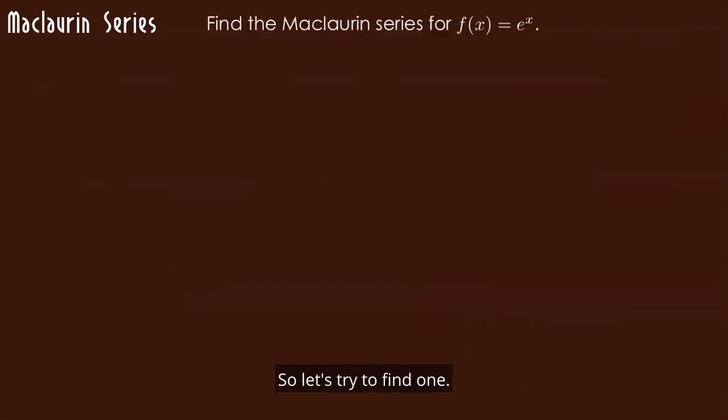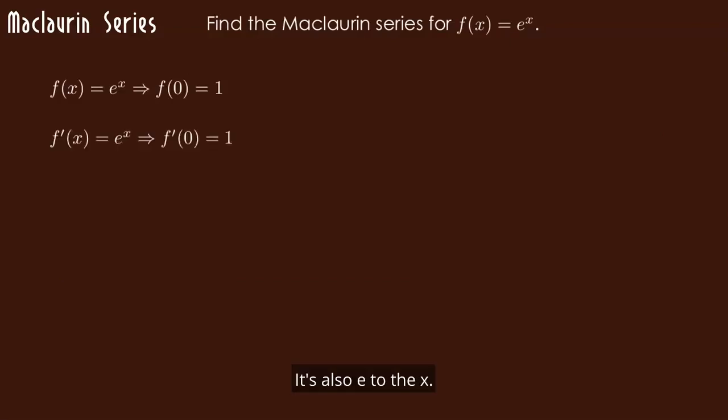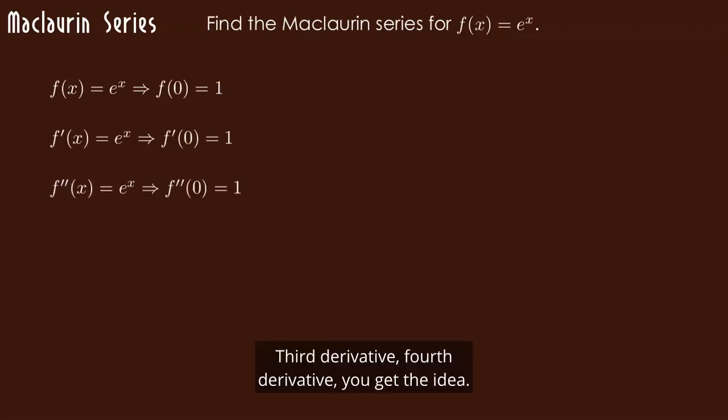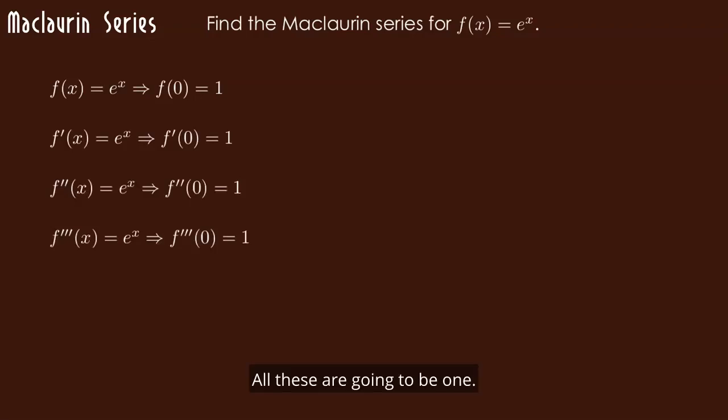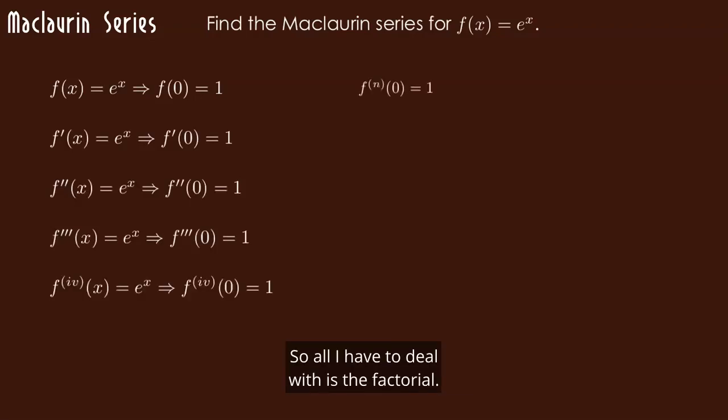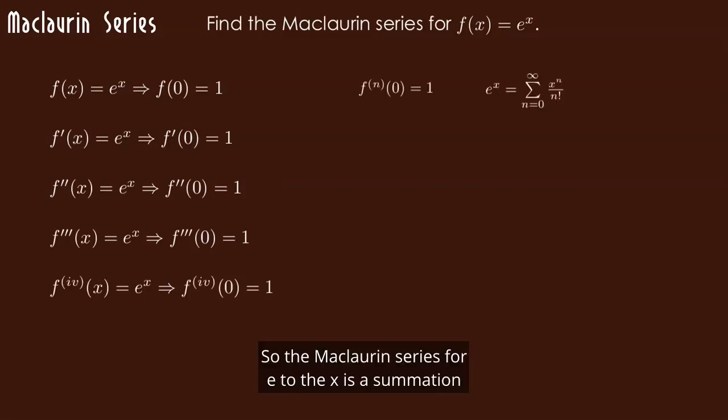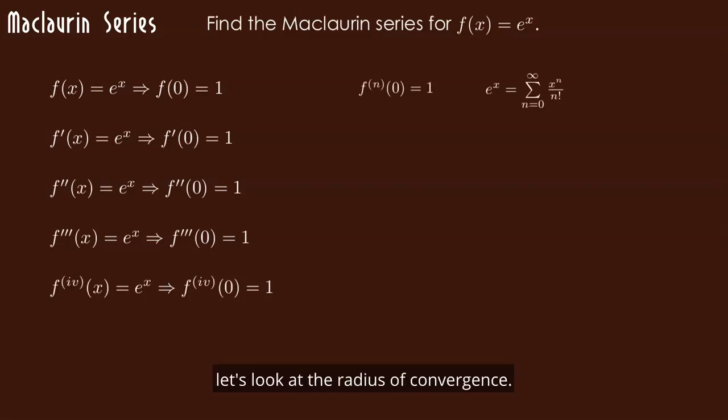So let's try to find one. Let's say we've got f of x equals e to the x. We need to look for a pattern for our derivatives with the 0 plugged in. f of 0 is 1. Cool. The first derivative is also e to the x. So when I plug in 0, it's still 1. Third derivative, fourth derivative, you get the idea. All these are going to be 1. So all I have to deal with is the factorial. So the Maclaurin series for e to the x is a summation from n equals 0 to infinity of x to the n over n factorial.